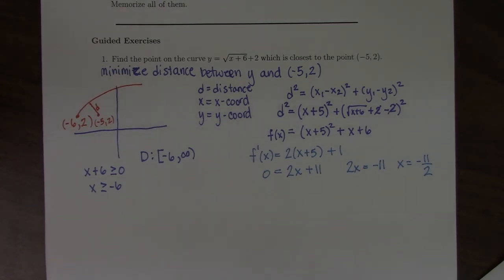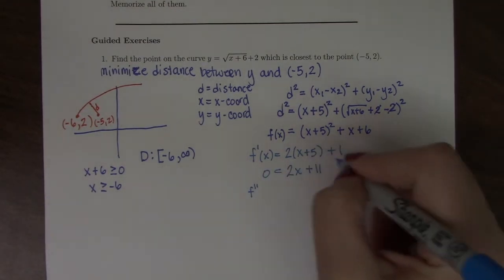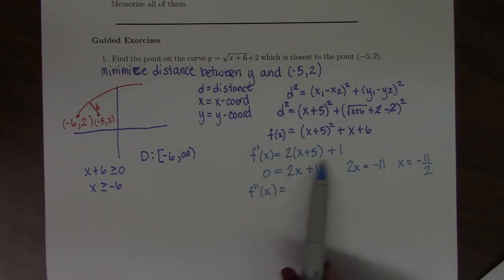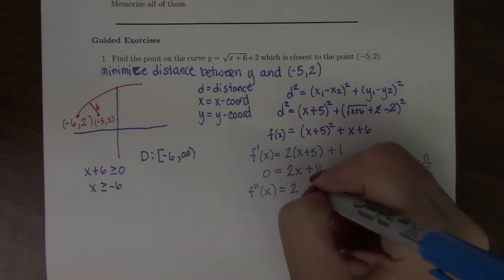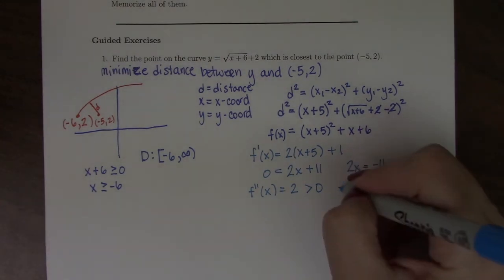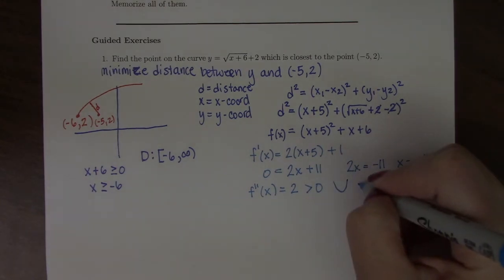So I want to make sure that this really is a minimum, so I'm going to use the second derivative test just because this derivative was so easy to take. And I can actually use the simplified version here to take the derivative because this is the same thing as this. And so the derivative of this is just 2. Well, that's positive for all values of x on our domain, which means this graph is concave up everywhere.